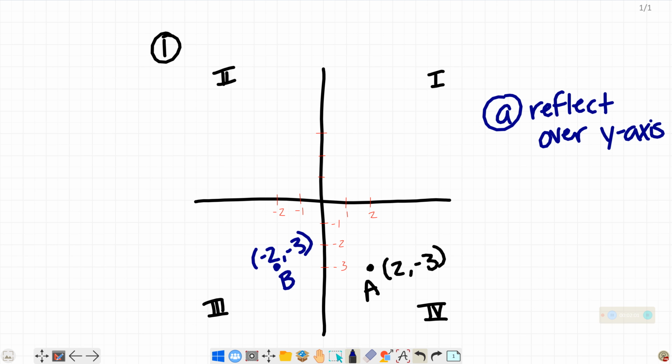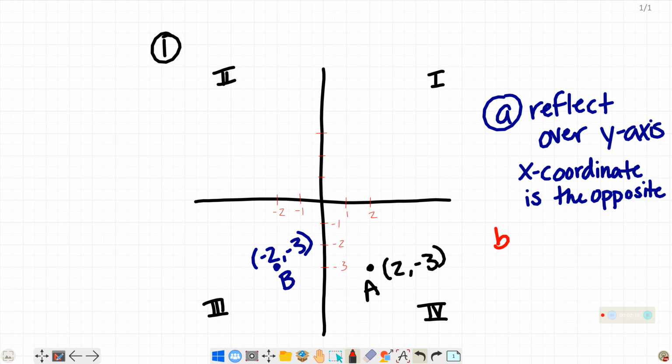Then it says, what is the only difference in the ordered pairs between A and B? So we have A is (2, -3), and B is (-2, -3). So what is the difference? The x coordinate changed from a +2 to a -2. So continue to write down here, the x coordinate is the opposite. So when you reflect over the y-axis, the x-coordinate is the one that changes.